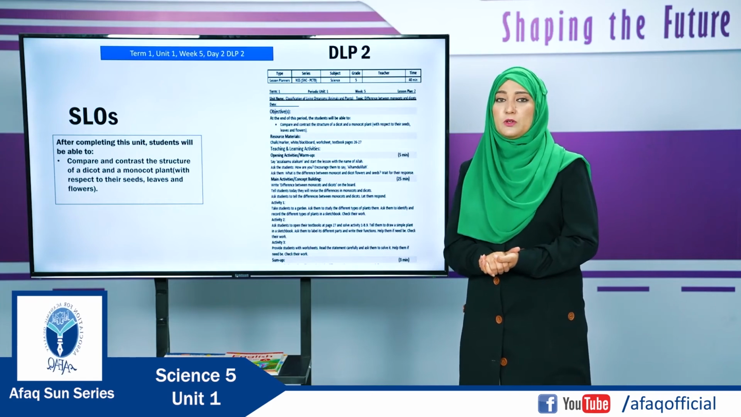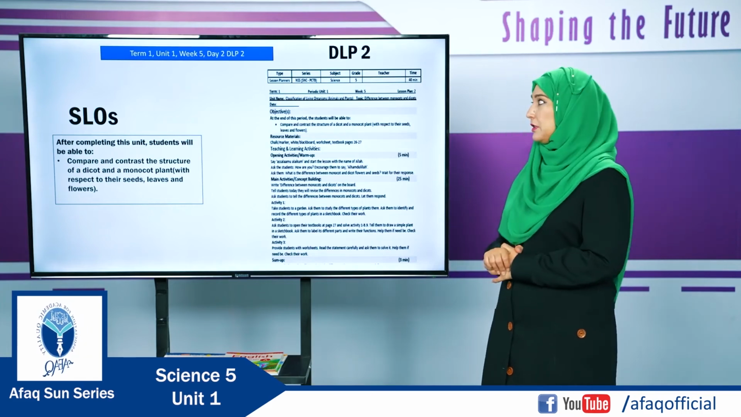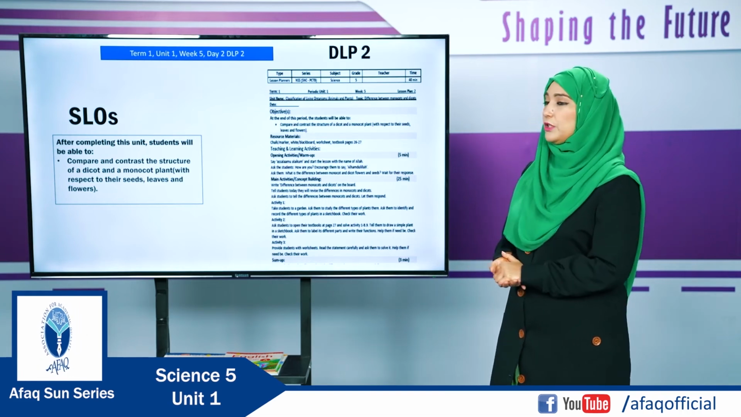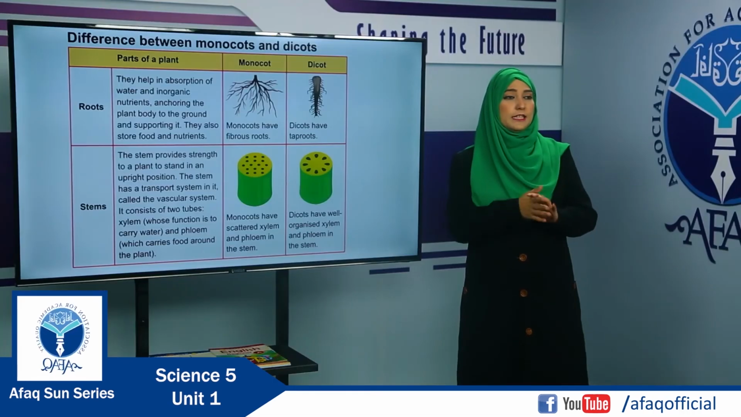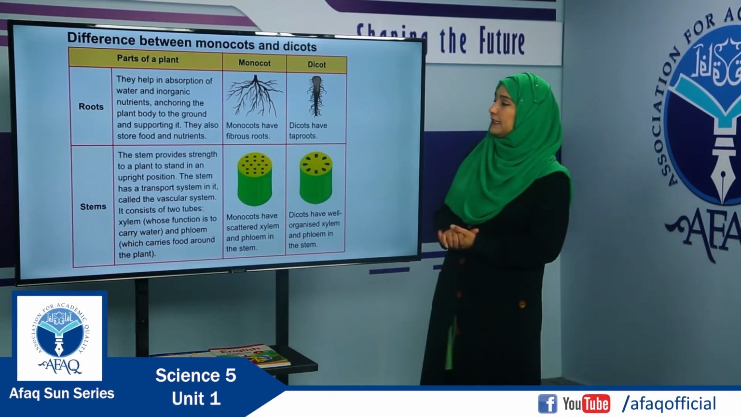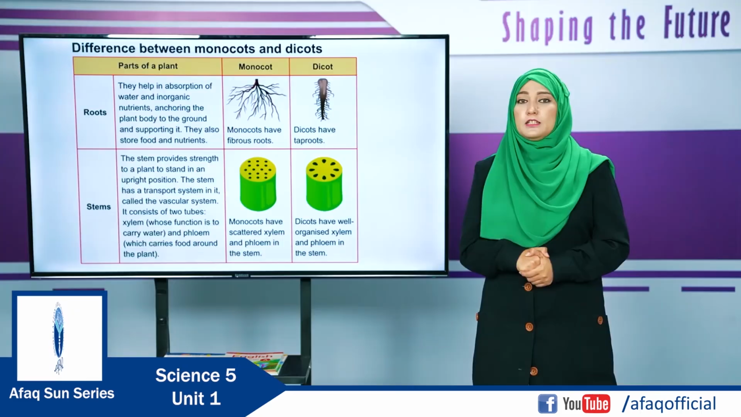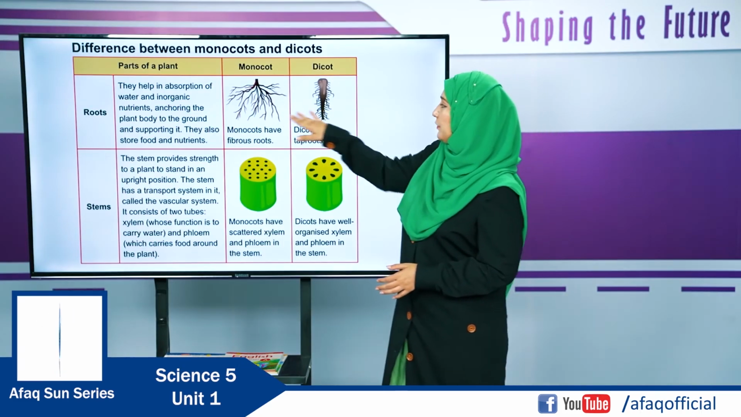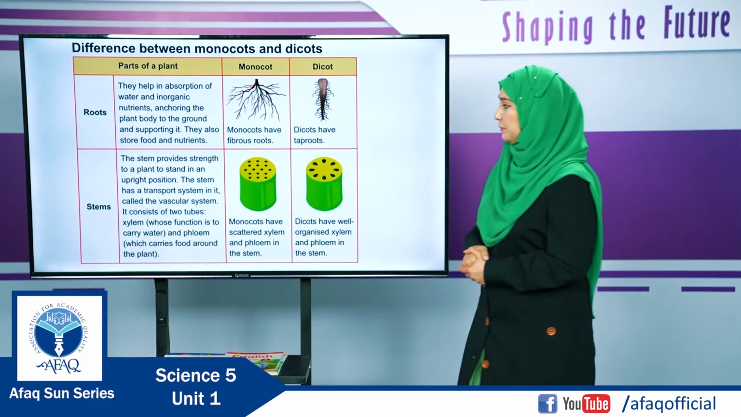In this period, we are going to cover one SLO and the complete methodology to cover this SLO is given in DLP 2, Day 2, Week 5, Unit 1, Term 1. Students, in the previous period, you have learned about monocot plants. Now we will see dicot plants. The roots of dicot plants are tap roots. You can see the difference in fibrous roots and tap roots.